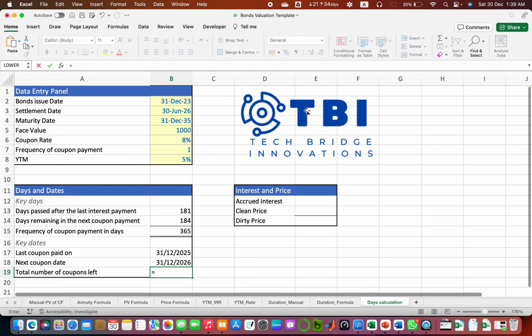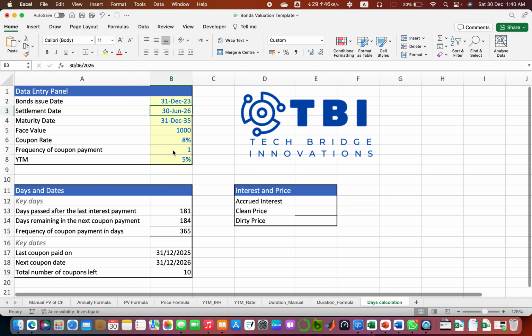Okay, now the number of coupons left, so that is COUPNUM, number of coupons left. Settlement date, maturity date, frequency, and day convention.